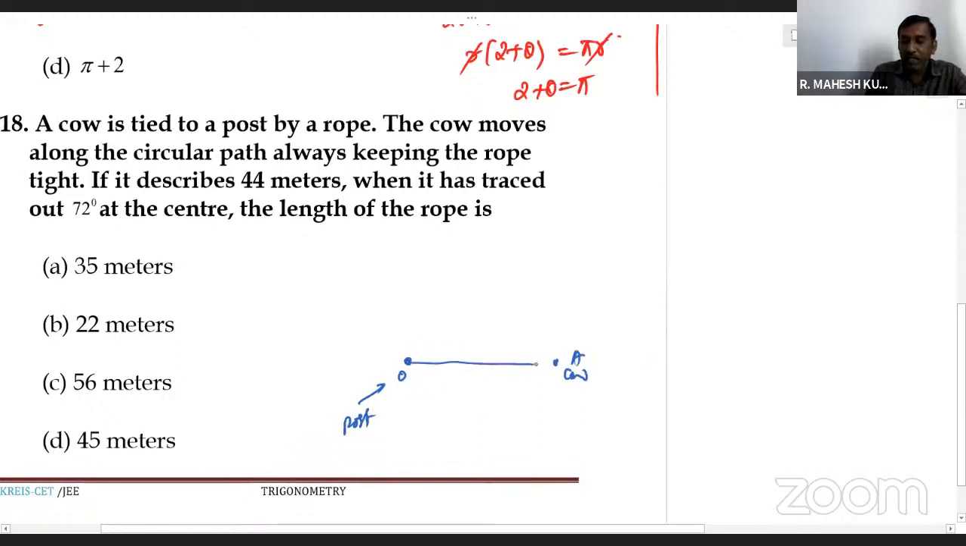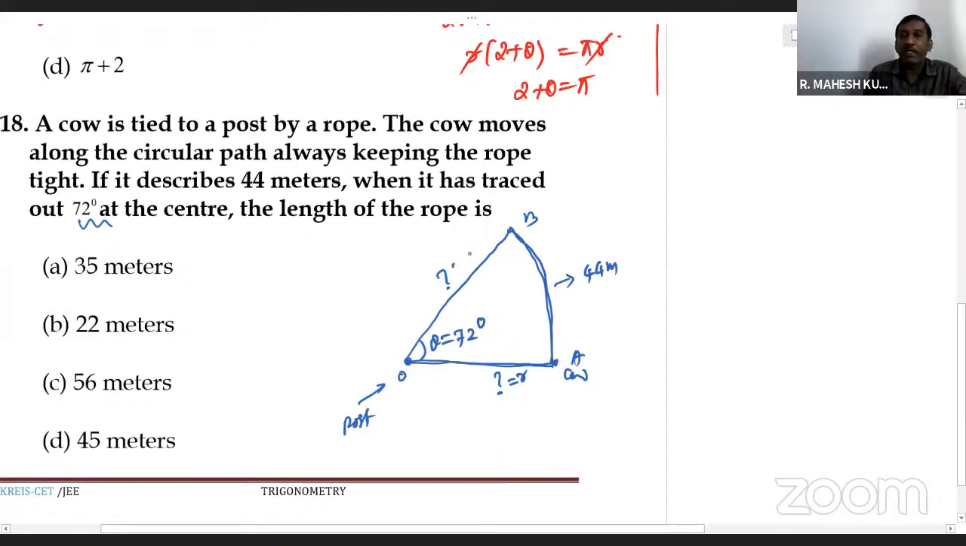Now it is the rope, where you are tying the curve. The curve moves along a circular path, and if it describes 44 meters, look here, it is going along the circular path like this. So it is covering 44 meters, right? After some time, it is going to reach B, and the angle it covers is 72 degrees. This angle, the central angle, is 72 degrees. What is going to be the length of the rope? Rope length means R here, understood? We need to find out what R is.